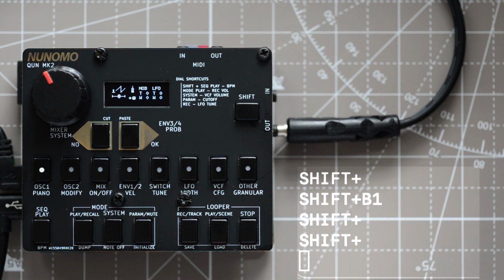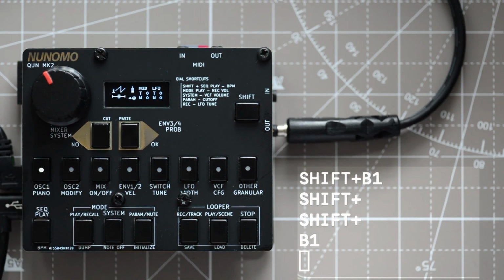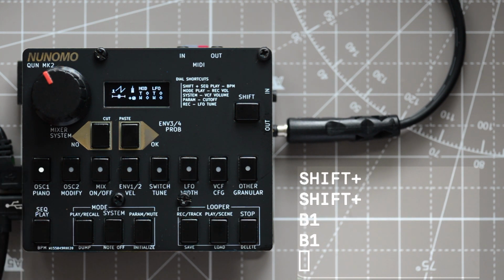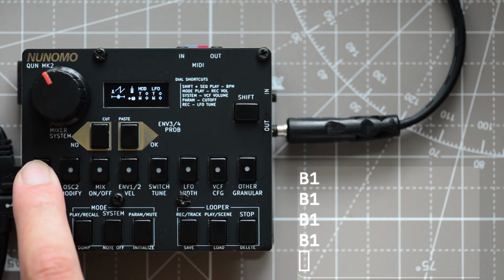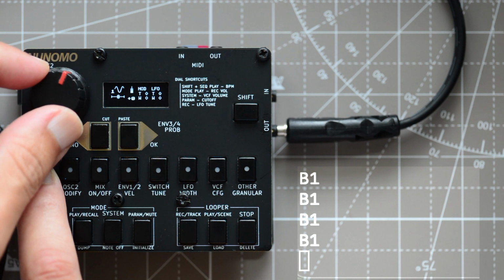Once you get into the sub mode that you want to edit, the next step is parameter editing. Press button 1 to 8 to select the parameter. For example, if I want to change the shape of oscillator 1, I'll press button 1. The position of the parameter, button 1 to 8, corresponds to each parameter. The location of the parameter is always the same, shown in the picture. So for now I'm going to change the shape parameter of oscillator 1. I press button 1 and then turn the dial to change the parameter.